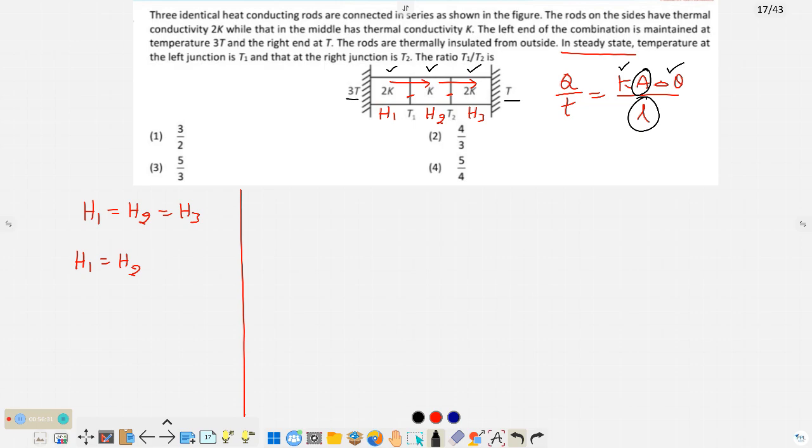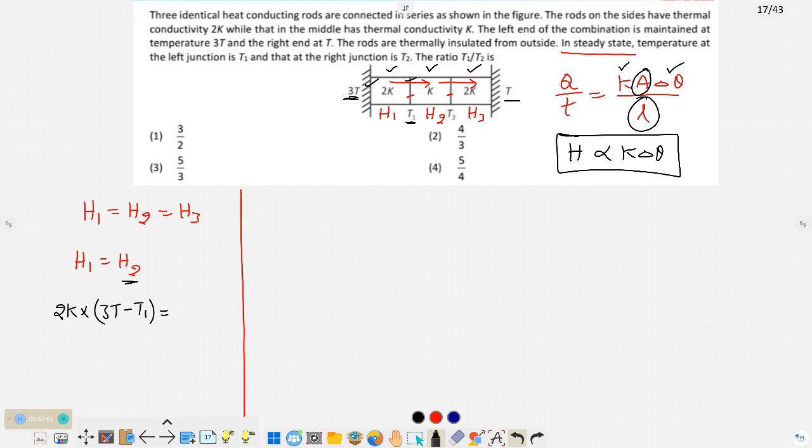So this Q by T is called H. So I can write H is proportional to K into delta T. Using this, we can solve the problem easily and fast. So in this case, H1 is equal to H2. What is H1? This is the H1 case. In this case, I can write H is proportional to K. What is K across H1? That is 2K into the change in temperature across H1, the higher temperature 3T minus T1. So 3T minus T1 is equal to what is H2?